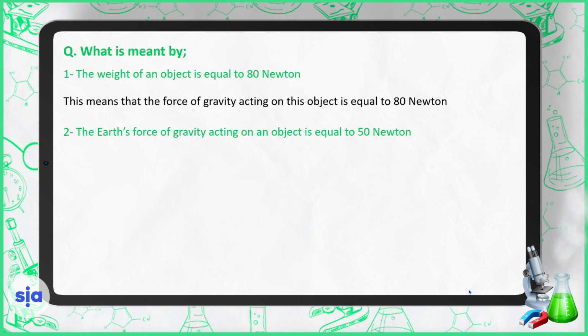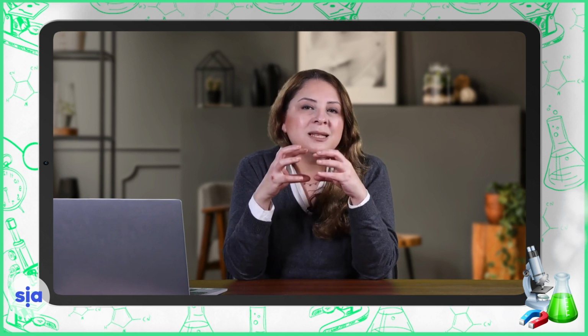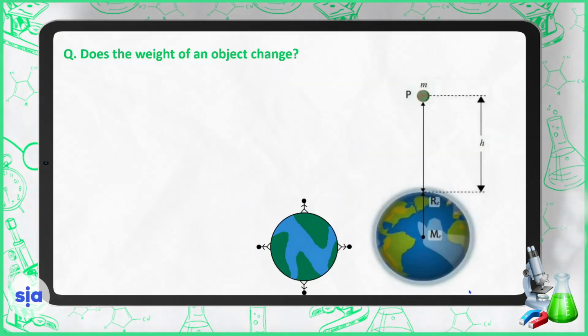What is meant by the Earth's force of gravity acting on an object being equal to 50 Newton? This means that the object's weight on Earth is equal to 50 Newton. Now, does the mass of an object change? Of course not. It doesn't change because, as I said before, mass is the amount of matter inside an object, and this amount of matter will not change even if the object changes its place.